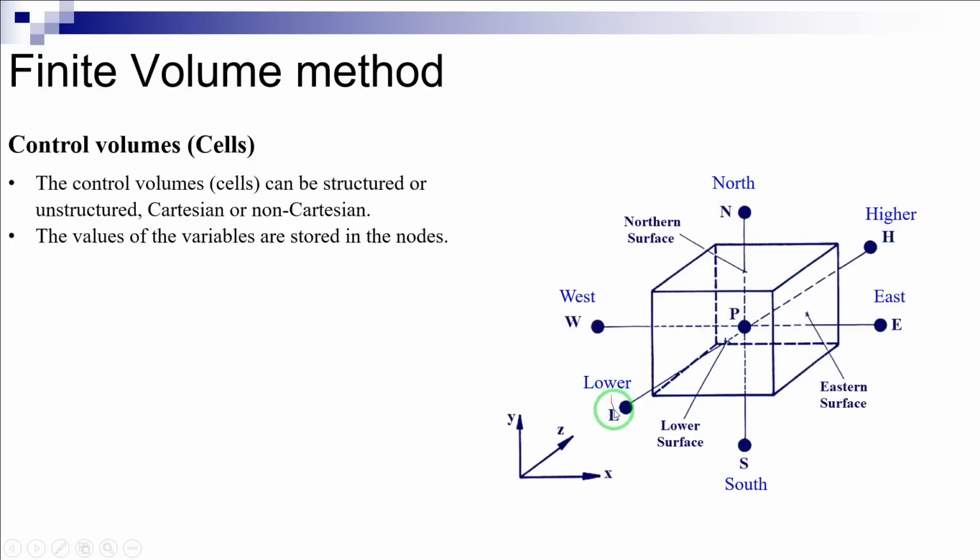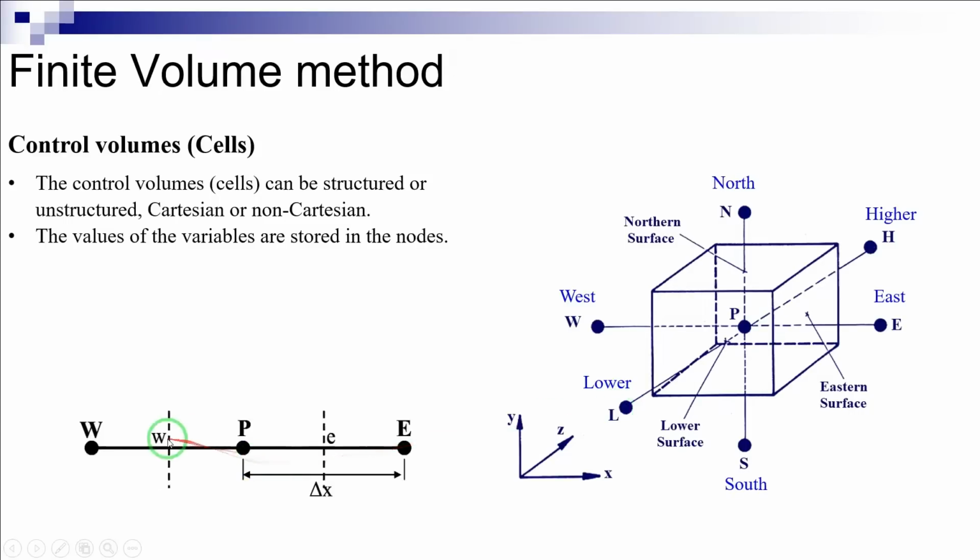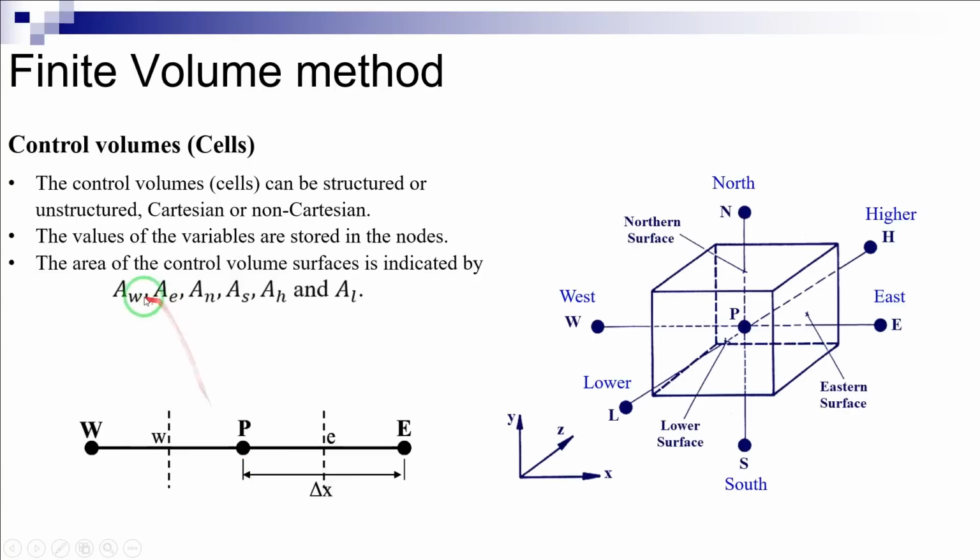The lowercase letters represent the surfaces of the control volume. This figure shows a one-dimensional control volume where the eastern, western, and central nodes together with the eastern and western surfaces of the central control volume are shown. The area of the control volume surfaces is indicated by AW, AE, AN, AS, AH, and AL.